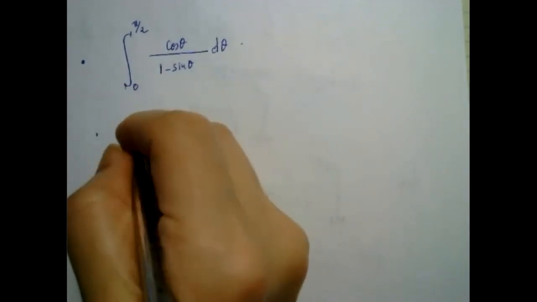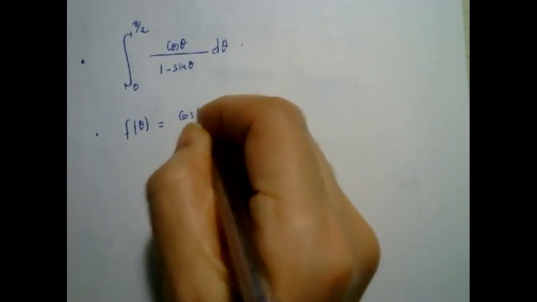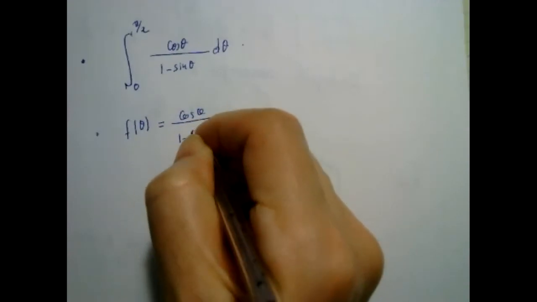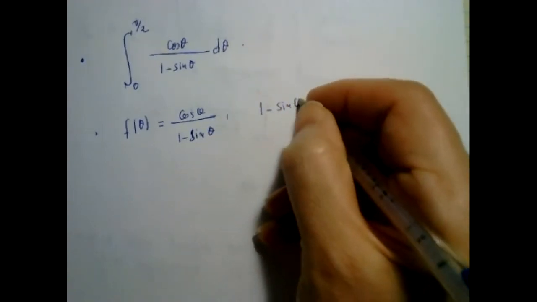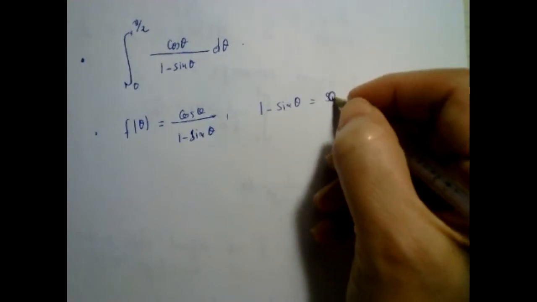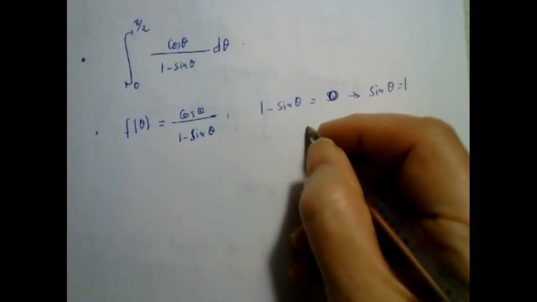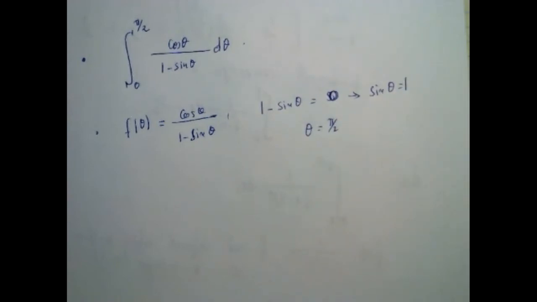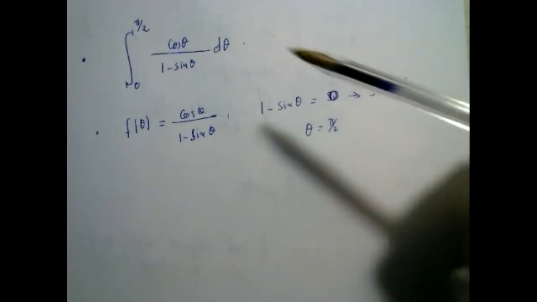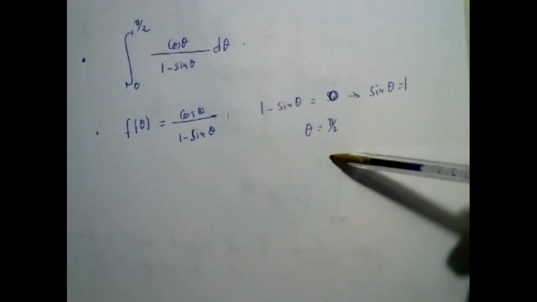I ask myself, all right, my function here, I called it f of theta, is cosine theta over 1 minus sine theta. The problem really occurs when the denominator is 0. So when is the denominator 0? When sine theta equals 1. Trigonometry tells me this happens at pi over 2, at 3 pi over 2, and so on. But in the interval between 0 and pi over 2, the only place it will blow up is at theta equal to pi over 2.